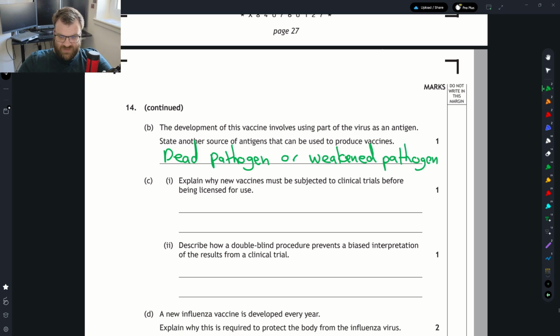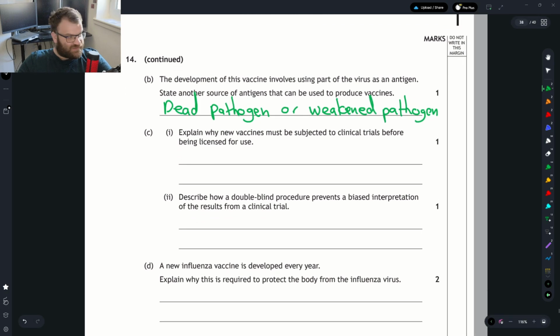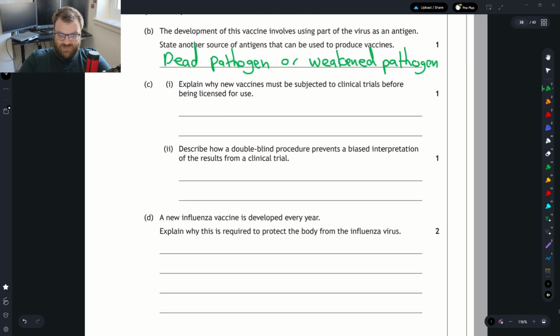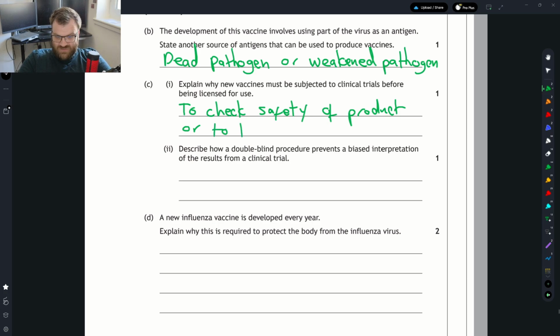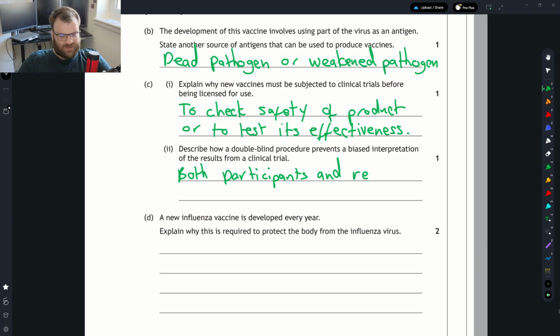Why must they be subjected to clinical trials before being licensed for use? You don't want to put stuff that's potentially unsafe into people, so to check safety of product. Or you want to check that it's maybe better than any existing vaccines or other chemicals. So we're going to test its effectiveness. Double blind means both participants and researchers, so the people undergoing the trial or conducting the trial, do not know who's received the drug or the placebo.